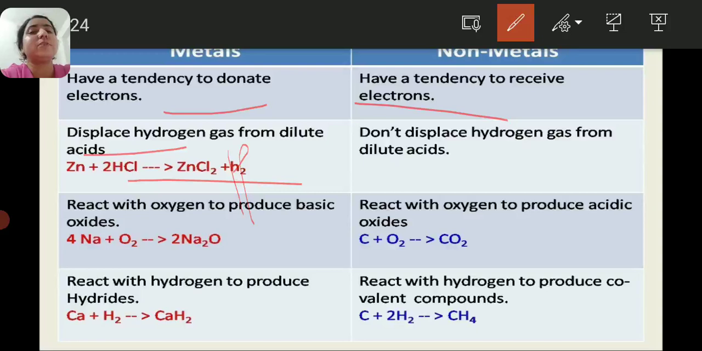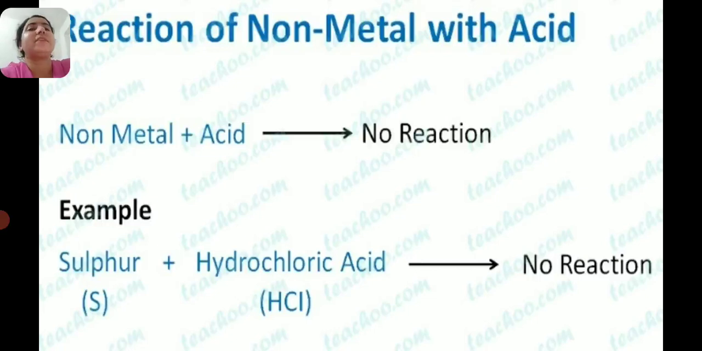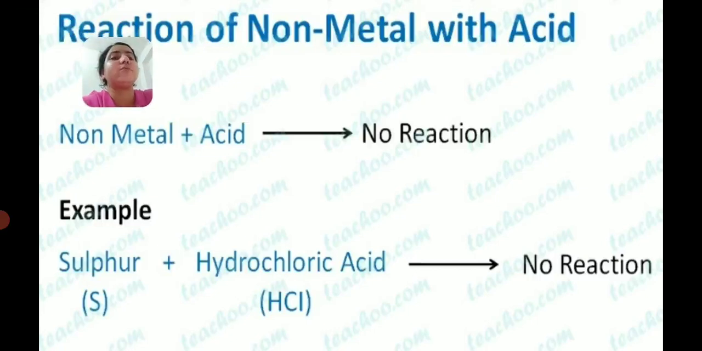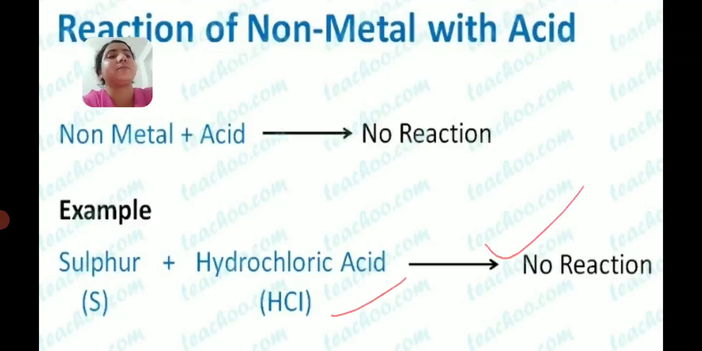Metals react with hydrogen to produce hydrides, Ca plus H2 gives CaH2, calcium hydride, whereas nonmetals react with hydrogen to produce covalent compounds, C plus 2H2 gives CH4. Nonmetal plus acid gives no reaction: sulfur plus hydrochloric acid gives no reaction.